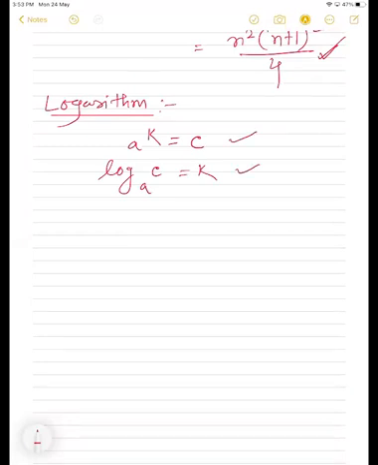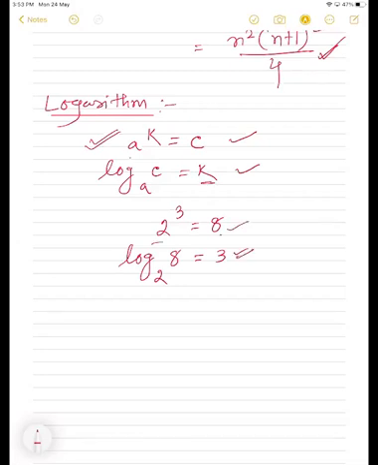Let me write here 2 to the power 3 is equal to 8. Now, yes or no, students? 2 into 2 into 2, how much? 8. That means log of 8 base 2 will be how much? 3. Understood? A to the power k is equal to c, log of c base a is equal to k. 2 to the power 3 is 8, so log of 8 base 2 is 3.